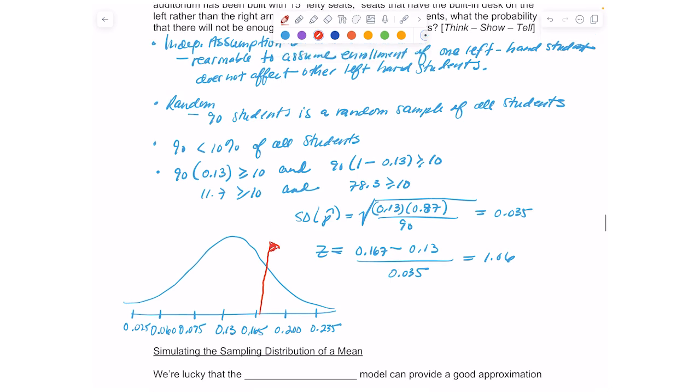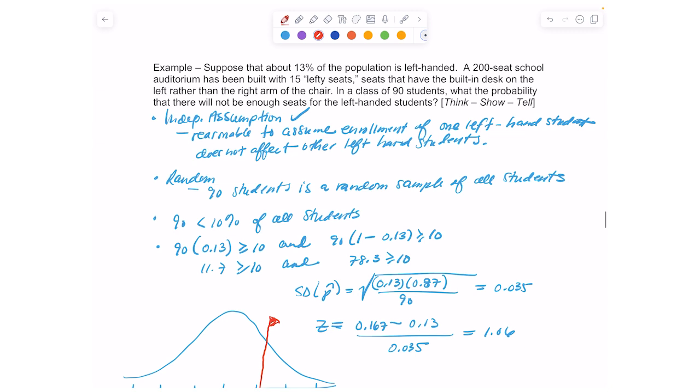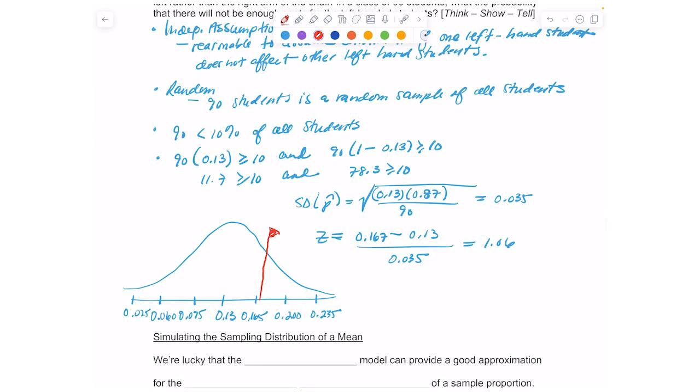And what we're looking for here again is what's the probability there will not be enough seats for the left-handed students. So where would I shade if I'm looking to see if there's enough left-handed seats for students? Well, if there's not enough, it's going to be to the right, because that's telling me that there's more than that percentage of left-handed seats. So I'm finding the probability then that z is going to be greater than 1.06, because I'm shading to the right, which is, remember, where your flag is.